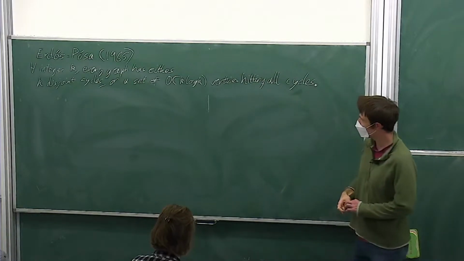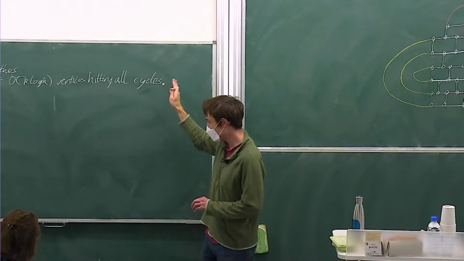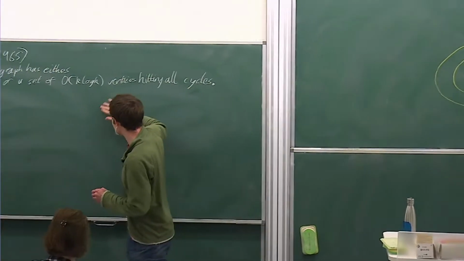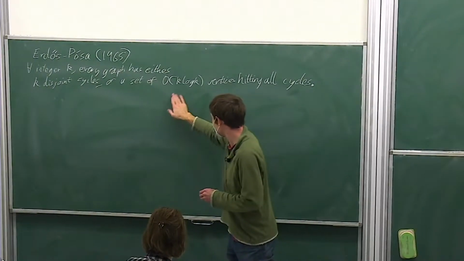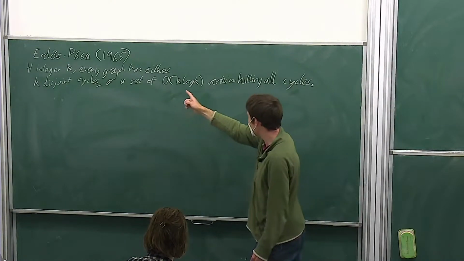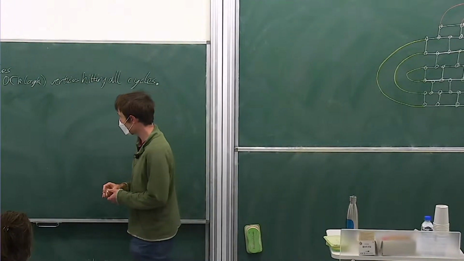So in some ways, this tells us exactly what a graph looks like if it's a long way away from being a forest, if it's a large distance from a forest in terms of vertex deletion. It must contain lots of disjoint cycles, or you should be able to delete a small number of vertices and obtain a forest.